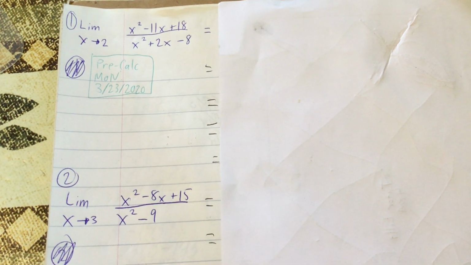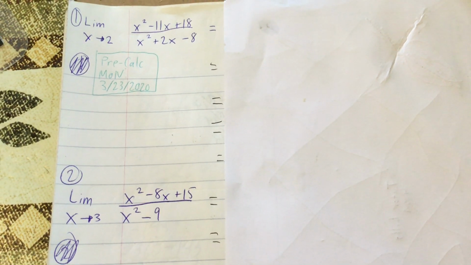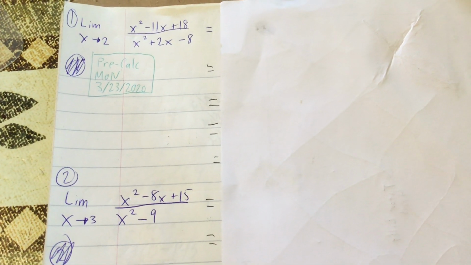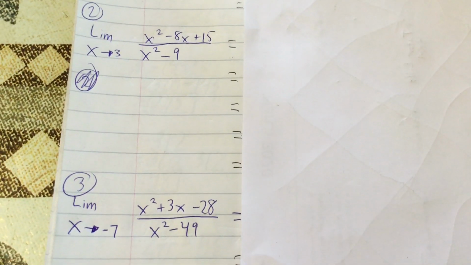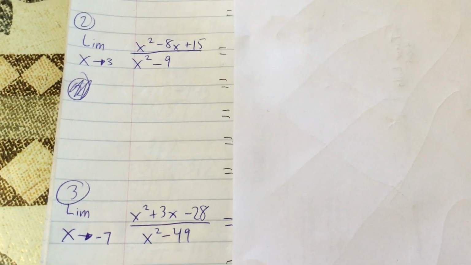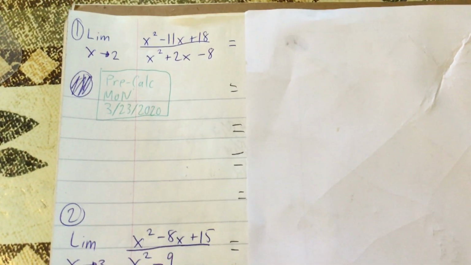All right, Monday, March 23rd, 2020. All right, let's get these three limit problems out of the way. So this is problem number 1, problem number 2, and problem number 3 is down there, okay? I did the work on the side, that's why it's covering. Okay, so let's take a look at problem number 1.